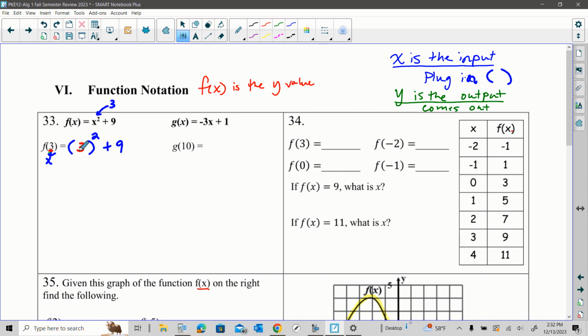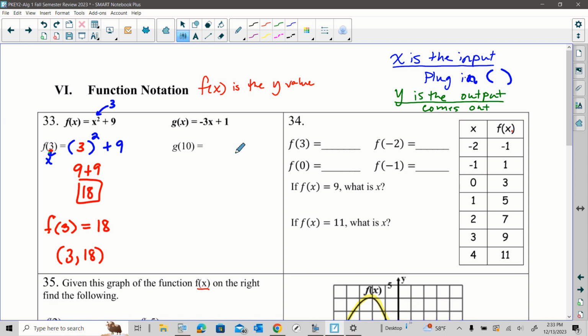Then we're just going to do order of operations. Exponents first, so this would be 9, and then plus that 9. So our answer here is 18. That's the output. So f of 3 equals 18. Or you can think of it as the ordered pair. 3 is the x, so 3 comma 18. All we're doing is asking you to plug in and get to the value, the output.